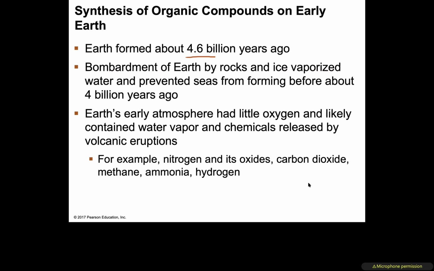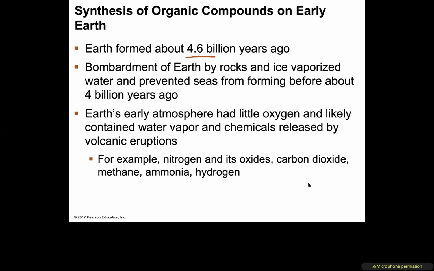Basically, bombardment of Earth by rocks from space and ice vaporizing into water vapor prevented the seas from forming until about 4 billion years ago. Earth's early atmosphere did not have very much oxygen at all. It likely contained water vapor and chemicals.